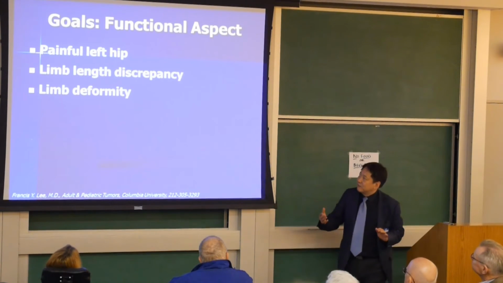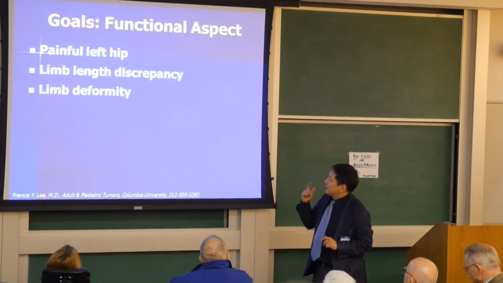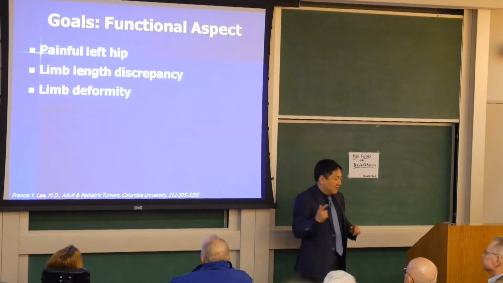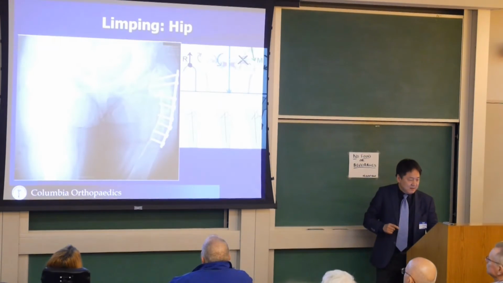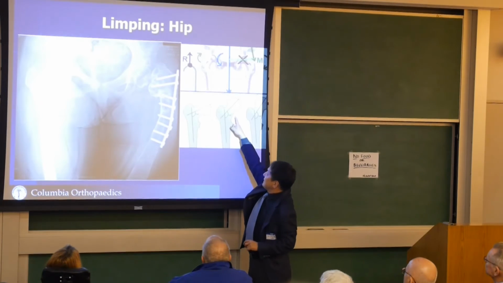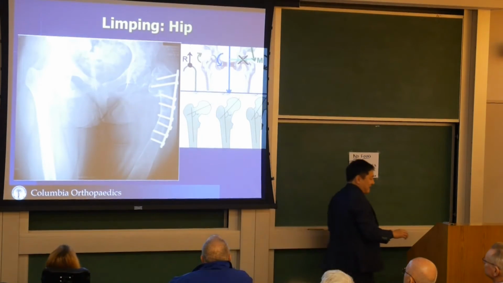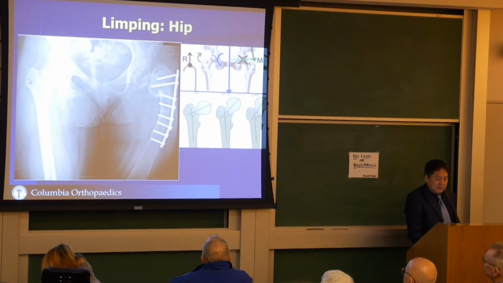So I analyzed it carefully, and she had 3 issues. One is a painful left hip, limb length discrepancy, and limb deformity. So this is her hip X-ray, and this is the hip. The ball should be higher than this tip here. This is called the trochanter. The ball should be higher than this, so that the muscle over here can pull the hip.